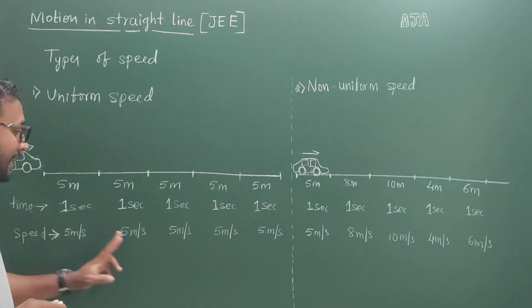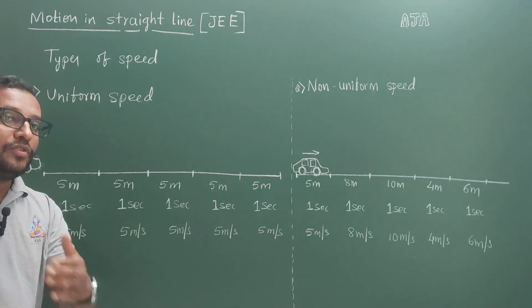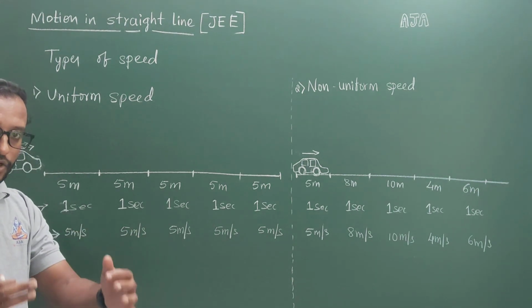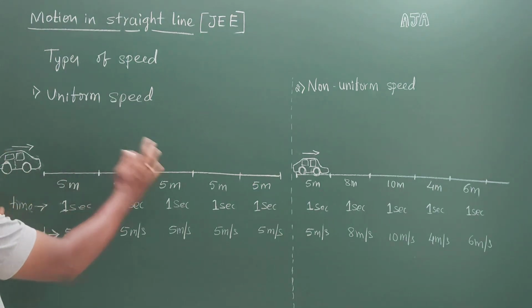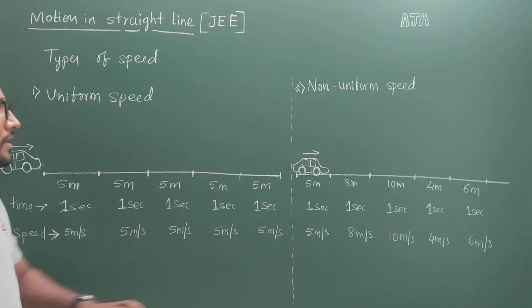Where the speed is constant, that is called uniform speed. The motion in which speed is constant is called uniform speed. I hope you understood this scenario properly.